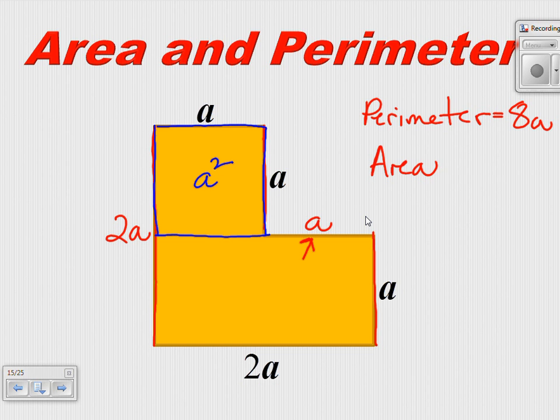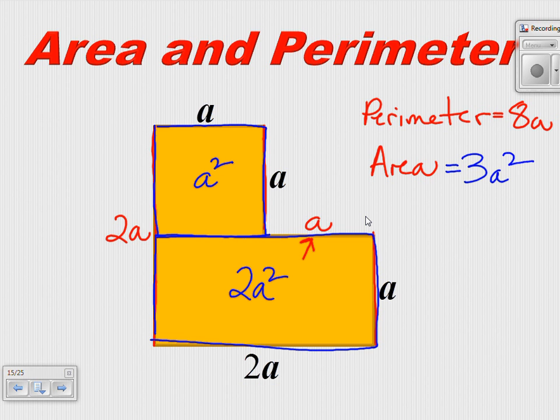Now, what's the area of the bottom rectangle? Looking at the bottom rectangle, the base of the rectangle is 2A. The right hand measurement or height of the rectangle is A. Therefore, the area of the rectangle itself is going to be 2A squared, because 2A times A is 2A squared. Now at this point, what you would have to do is simply add the two parts of the shape together. A squared plus 2A squared equals 3A squared. And that's the area of this shape.